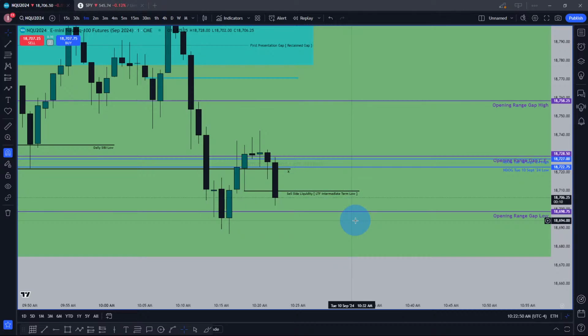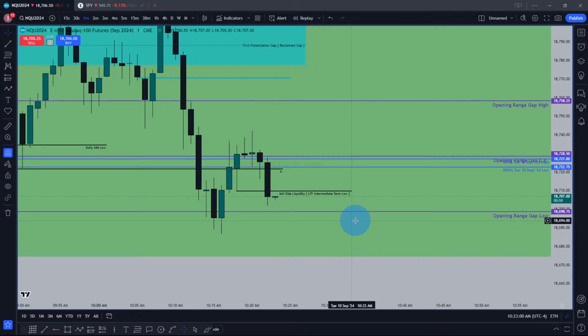So we're taking sell side right now. I want to see if it gets completely pushed through or if it just completely switches.